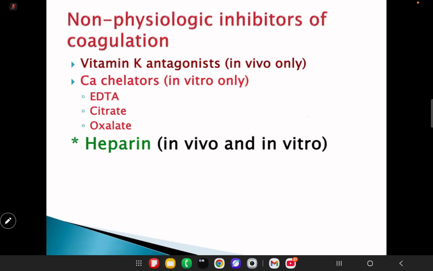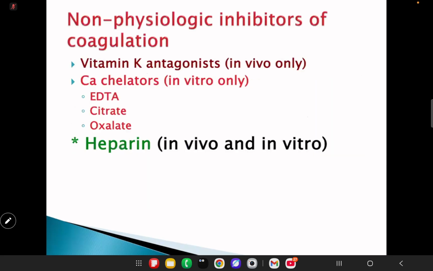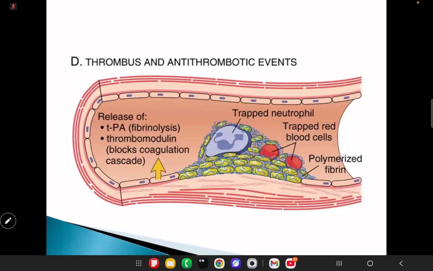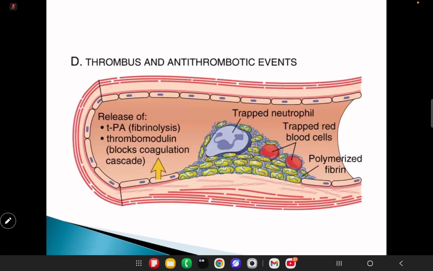And I think you have done these kinds of things. Non-physiological inhibitors: anticoagulants, vitamin K antagonists, and calcium chelators, EDTA, citrate, and oxalate. Now, EDTA is in the bottle. Citrate also will be in the bottle. And heparin, when you take blood, is another one. I think you have done this, right?